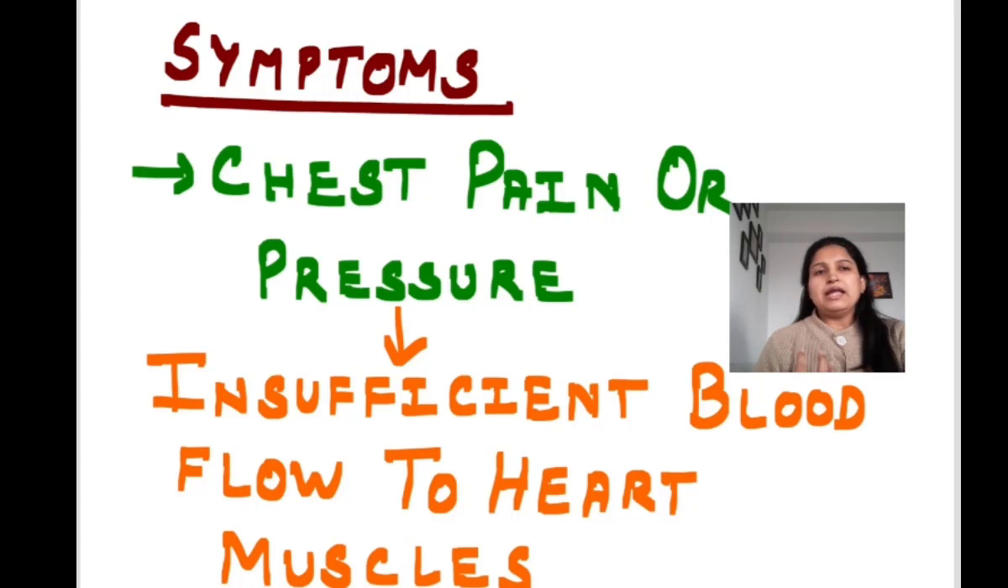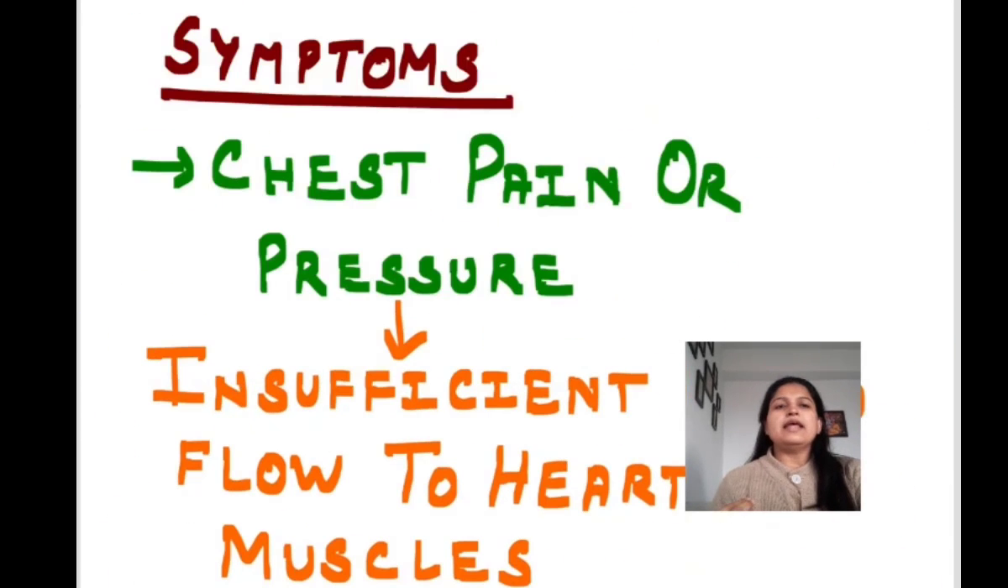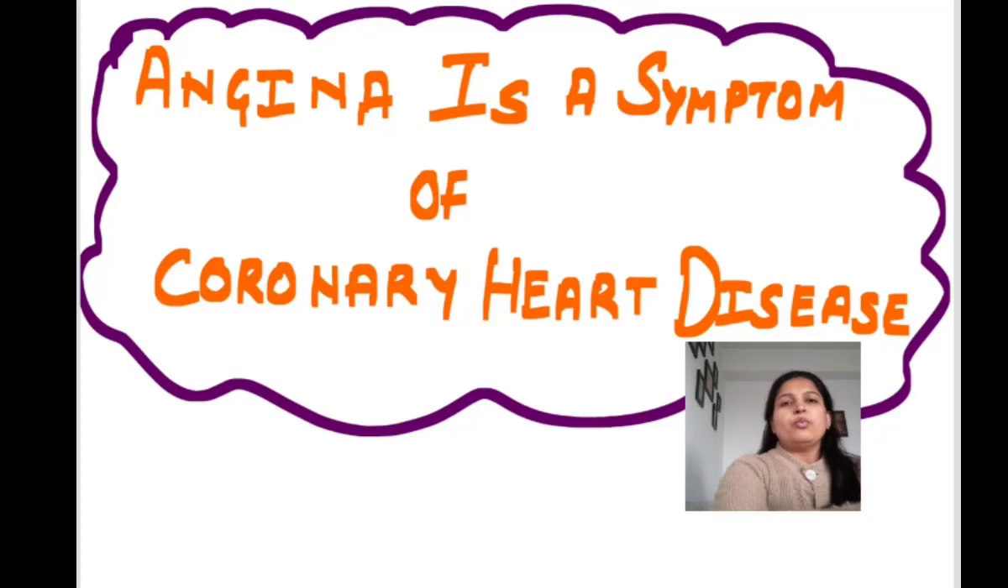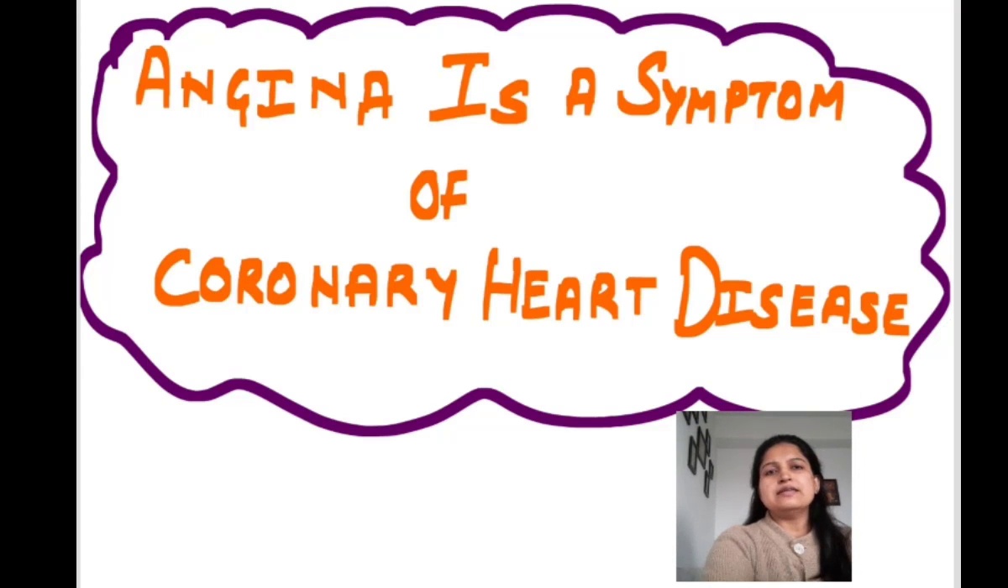So the main reason behind this chest pain or pressure is insufficient blood supply to the heart muscles, and this can be due to atherosclerosis, vasoconstriction, or strangling of the blood arteries in the heart which are dedicated to supplying the heart with oxygen. There can be any kind of strangling in these coronary arteries. So we can conclude that angina is the primary symptom of coronary heart disease. We can say this statement, but this is not always true.